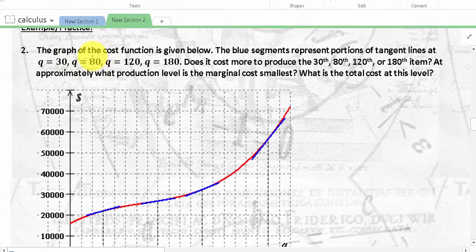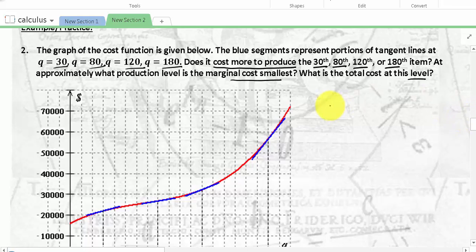The graph of the cost function is given below. The blue segment represents the portion of the tangent line at Q equals 30, 80, 120, and 180. These are levels of production. Does it cost more to produce the 30th, 80th, 120th, or 180th item? At approximately what level of production is the marginal cost the smallest? What is the total cost at this level?